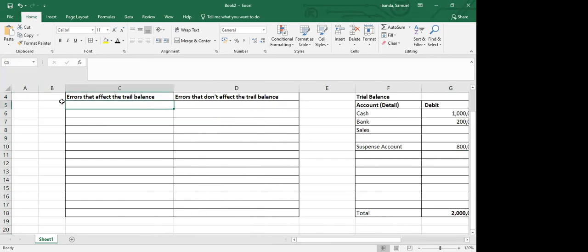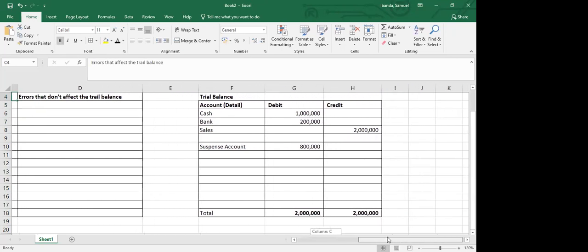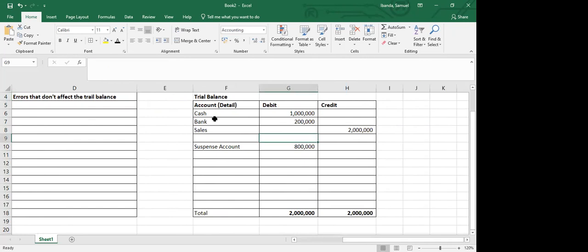So some of those errors that could affect our trial balance: we can have arithmetic errors. With arithmetic errors, maybe if it was a cash account, when you are balancing off your cash account, instead of adding 200,000 to your 800,000, maybe you added another figure. So there's an arithmetic error in that capacity. You get it? So arithmetic errors in the different accounts could bring that.